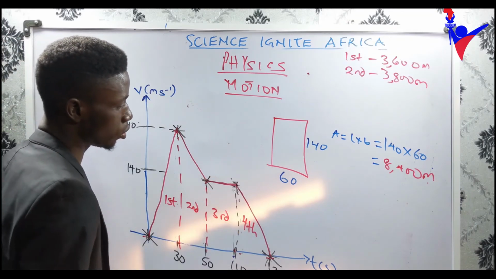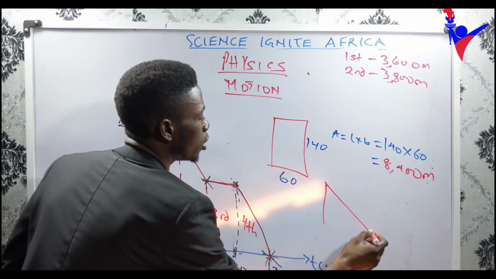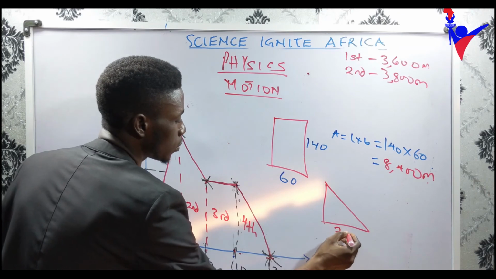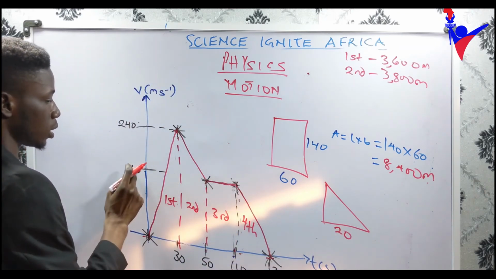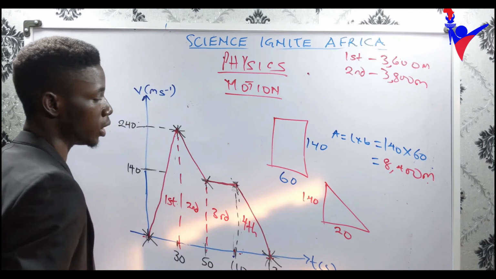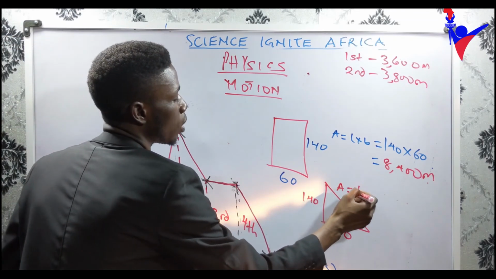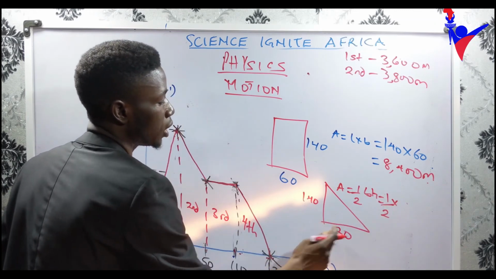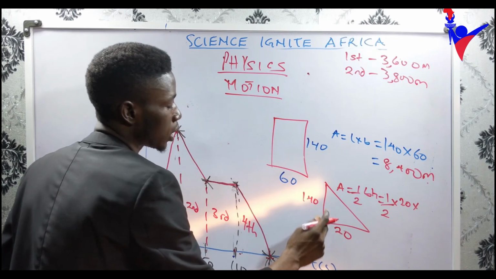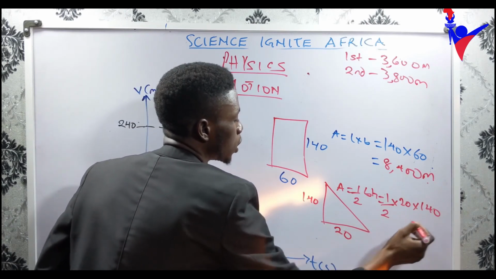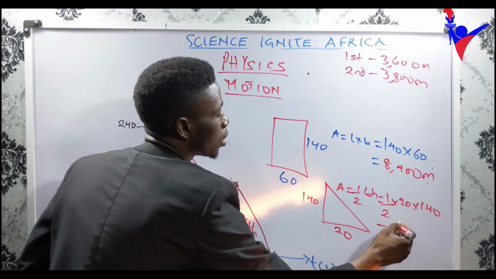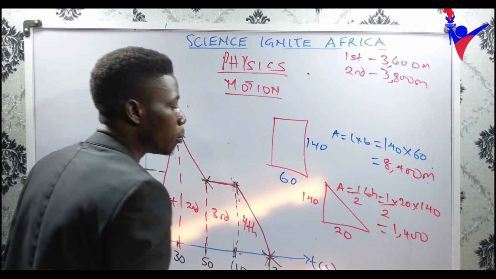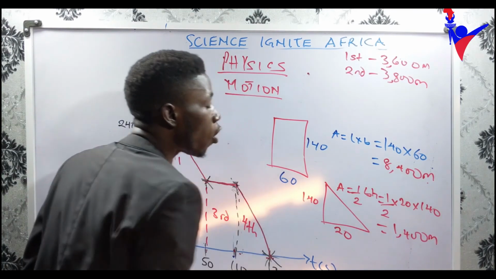Now let's take the fourth stage, which is a triangle. The triangle from 110 to 130, that will be 20, and the height is still 140. So using our formula again, area is 1/2 base times height, so we have 1/2 times 20 times the height, which is 140. If you compute that, this will be 10 times 140, that's 1,400. So we've been able to compute the distance covered in the 4 stages of motion.